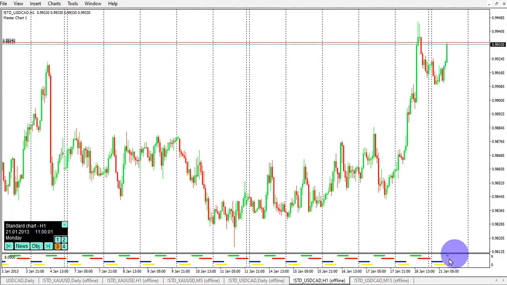London session comes on. This is the London session, this green area right here. This green line represents the London session. This red line represents the New York session. So this green line here, as I start printing, you know that the London session is on.